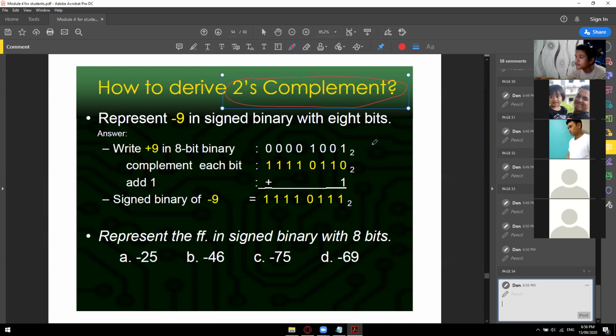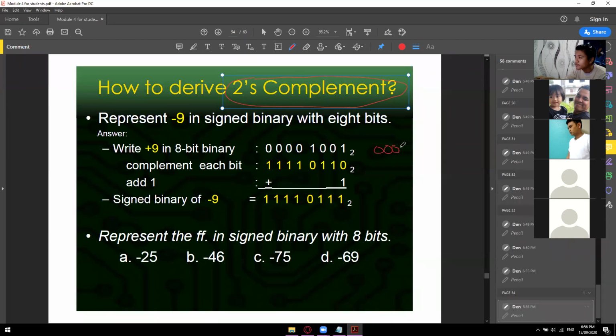So, kapag 16, kailangan natin ng 0, 0, 0, 1, 0, 0, 0, 0. Okay? So actually dito sa way ng computer natin, kahit ilan na yan, same process pa rin. So second step, apply natin ang 2's complement. So 0 will become 1. 1 will become 0. So 1, 1, 1, 1. And then, plus 1.